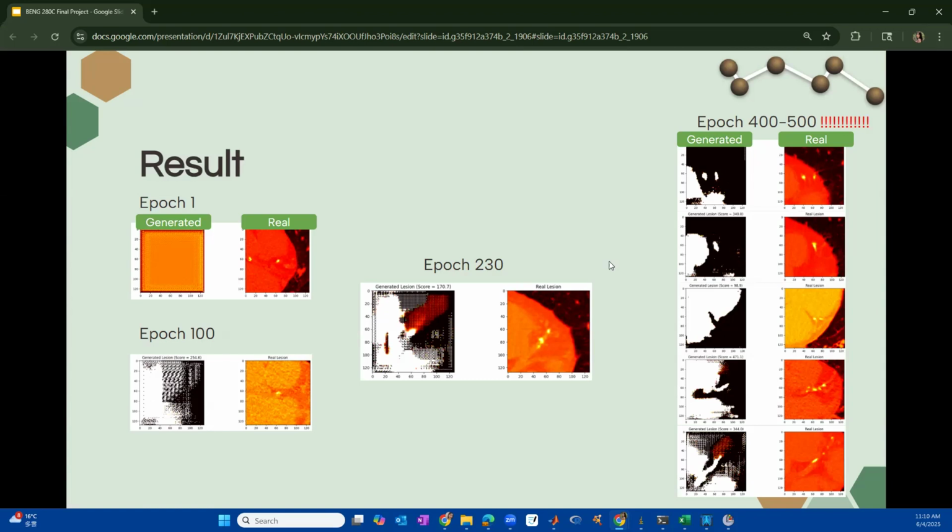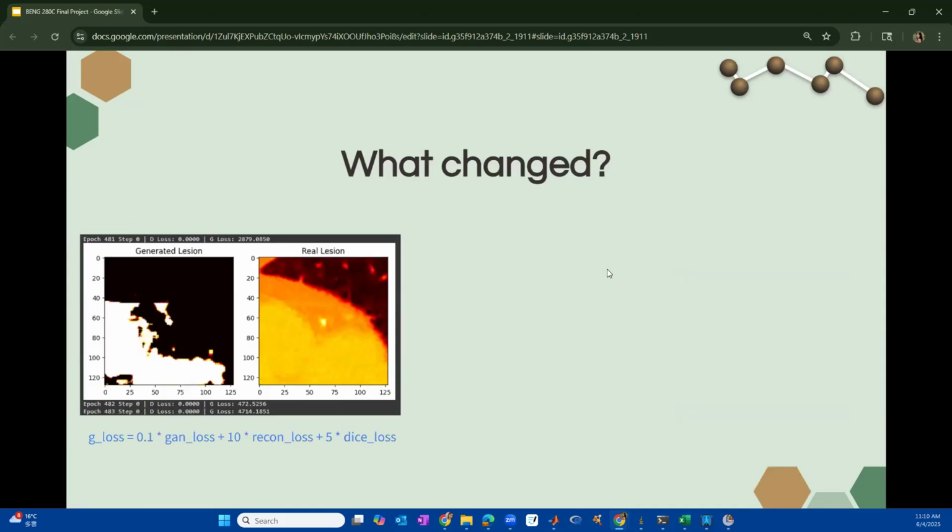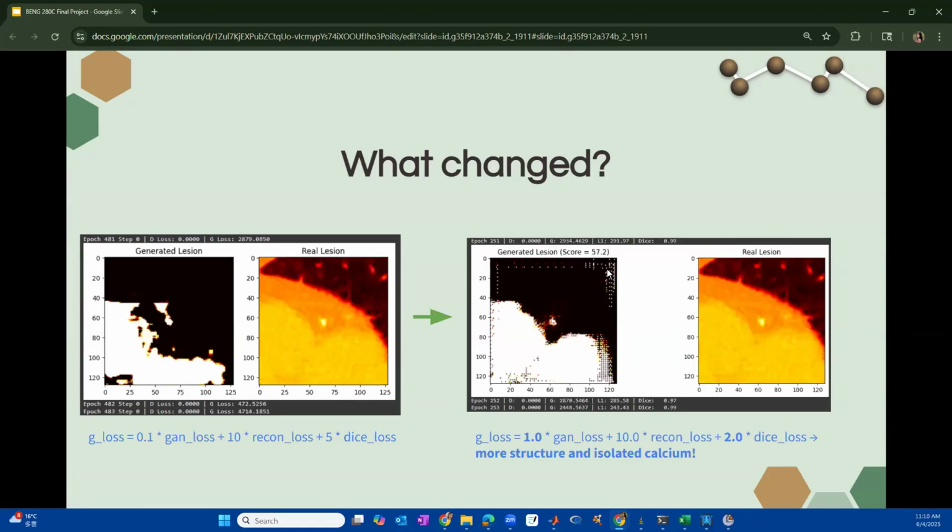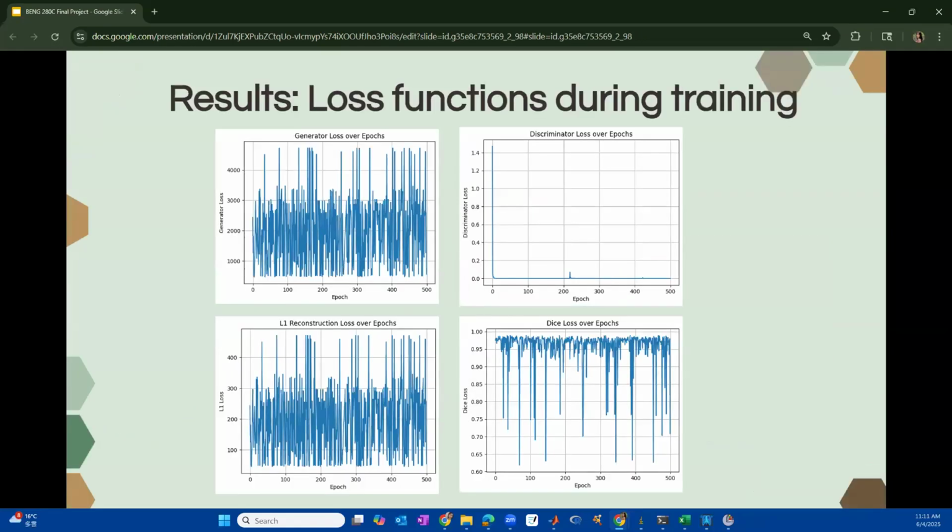Yeah, that's the main result. I was just going to talk briefly about some of these loss plots that we looked at. Basically, like Maggie was just showing, we did experiment with different weights of various loss terms to help guide the model towards better results and to focus on the calcium and get rid of that other structure, the other structures that were showing up in the generated images.